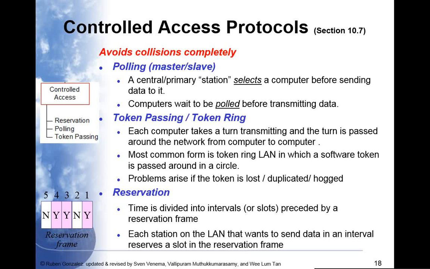In this case, it will be a virtual coin. Basically, each computer takes a turn transmitting, and that turn, or the coin, is passed around the network from computer to computer. The most common form of this is the token ring local area network, and there's a software token that's passed around in a circle. There's some problems with this. If you counterfeit the coin, you copy it, then two people have a coin. You could lose the coin and no one can talk. You could not give the coin to the next person, so you're the only one who can talk. Again, there's a lot of different variations on what can go wrong here.